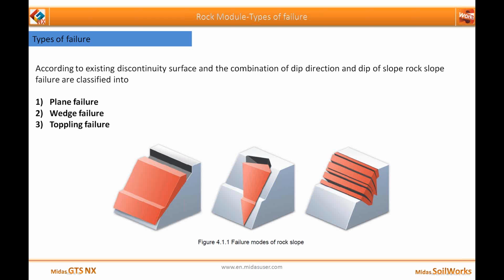Now this couldn't be considered in the arc failure LEM method, where we basically consider the failure to be circular, and hence plane, wedge and toppling kinds of failure couldn't be considered in the slope module of SoilWorks. Also, I would like to highlight that you can consider the weathered rock properties in the slope module also, considering the arc failure conditions.